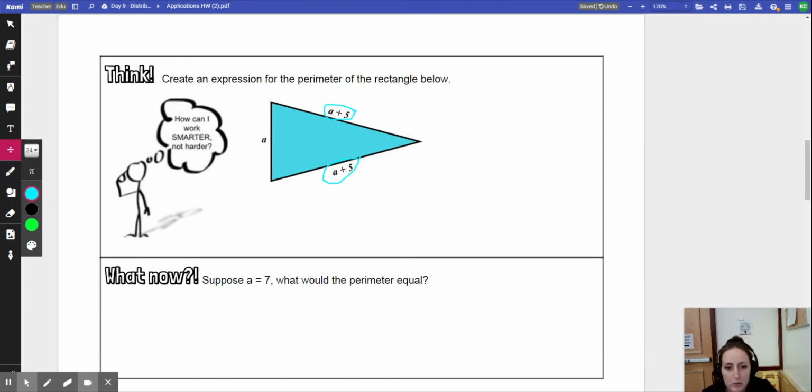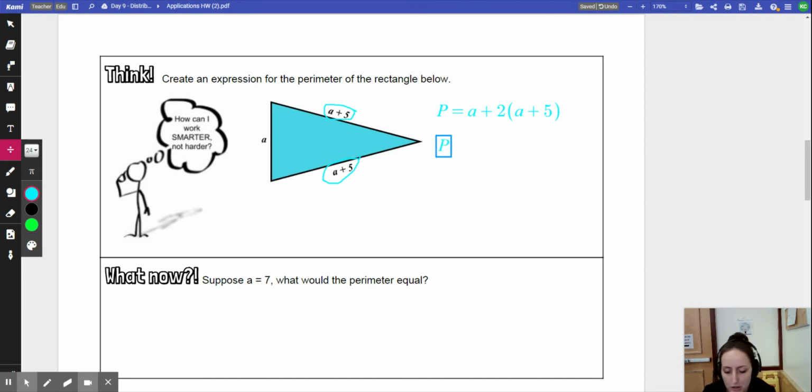All right, so our perimeter is going to be equal to our side A plus our other 2 sides. But because we have 2 of the same sides, we can simply say 2 times (A plus 5), because I have 2 A plus 5s. From here, we can then simplify.